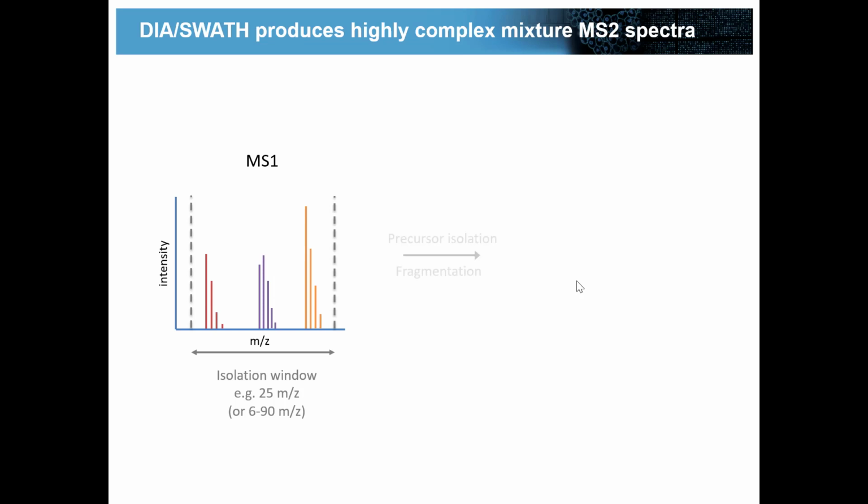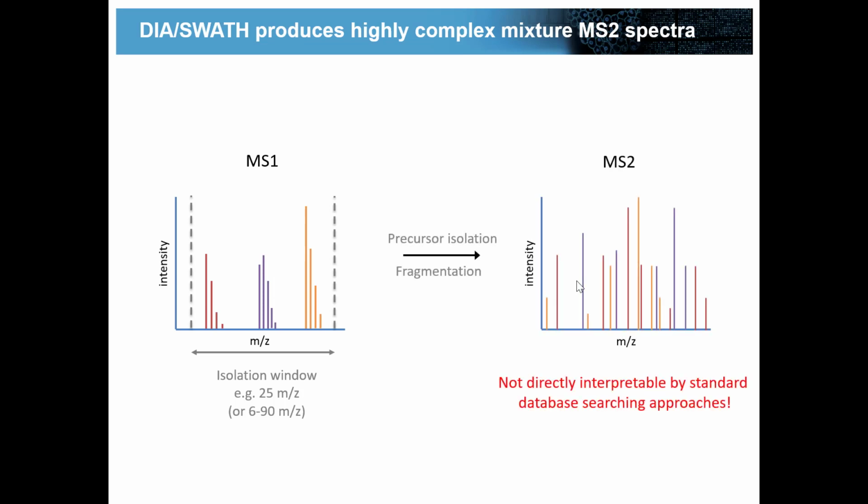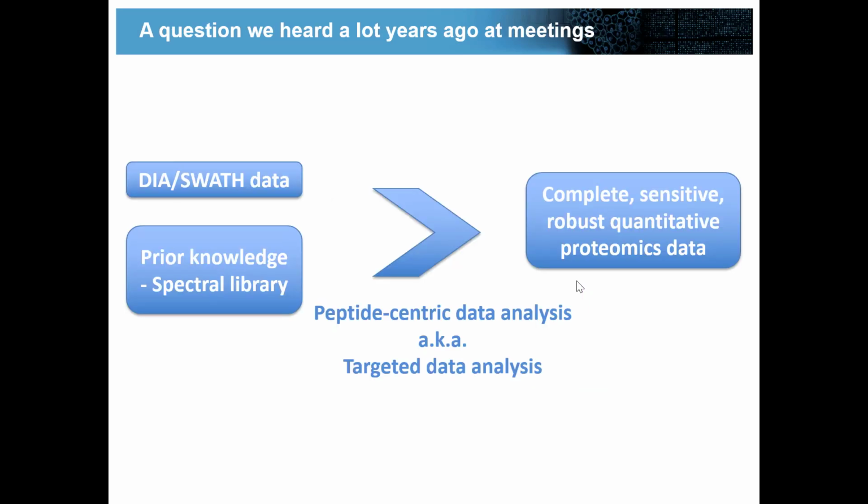I showed this slide already, but just to remind you what the problem is: we can't use standard methods to search these data, so we need to do some kind of selective extraction. A question we used to hear a lot at meetings was this. We would say you can do DIA and SWATH, and you just need this prior knowledge in terms of a spectral library, and if you use it to do this kind of peptide-centric or targeted data analysis, then you can get complete, sensitive and robust data out.